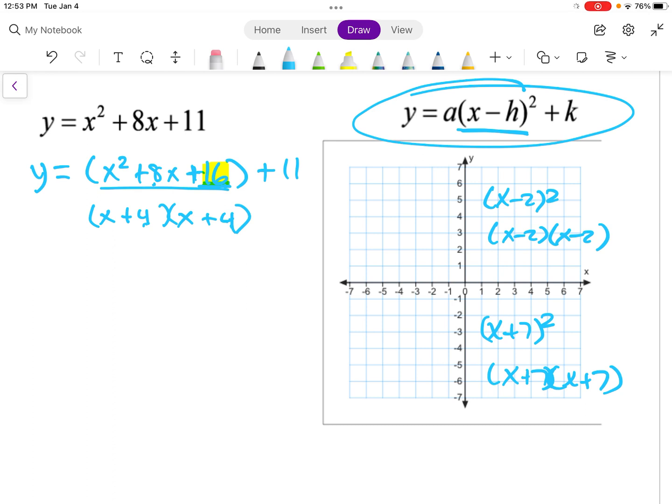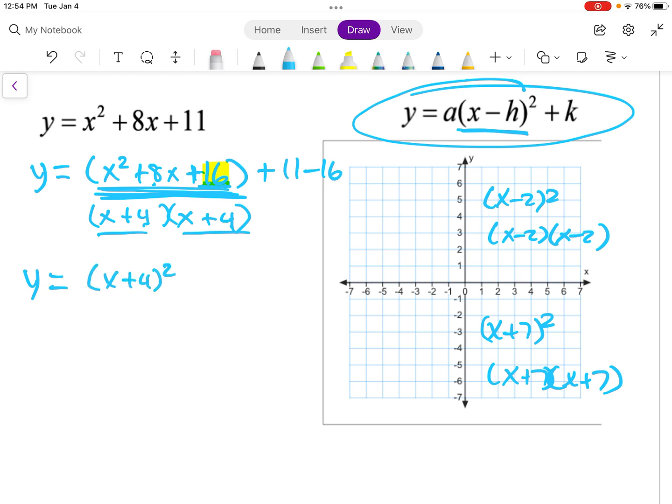So what I do is, if there's a plus 16, I know on the outside I can just put a minus 16, because what happens there, right? 16 minus 16 is 0. So I haven't actually changed the equation. I've changed what it looks like, but it's still the same function, the same equation. Okay, now I'm almost there. So my last step is this: y equals, I'm just going to factor this x squared plus 8x plus 16. Well, it factors to be x plus 4 times x plus 4. It's a perfect square. That's what we wanted.